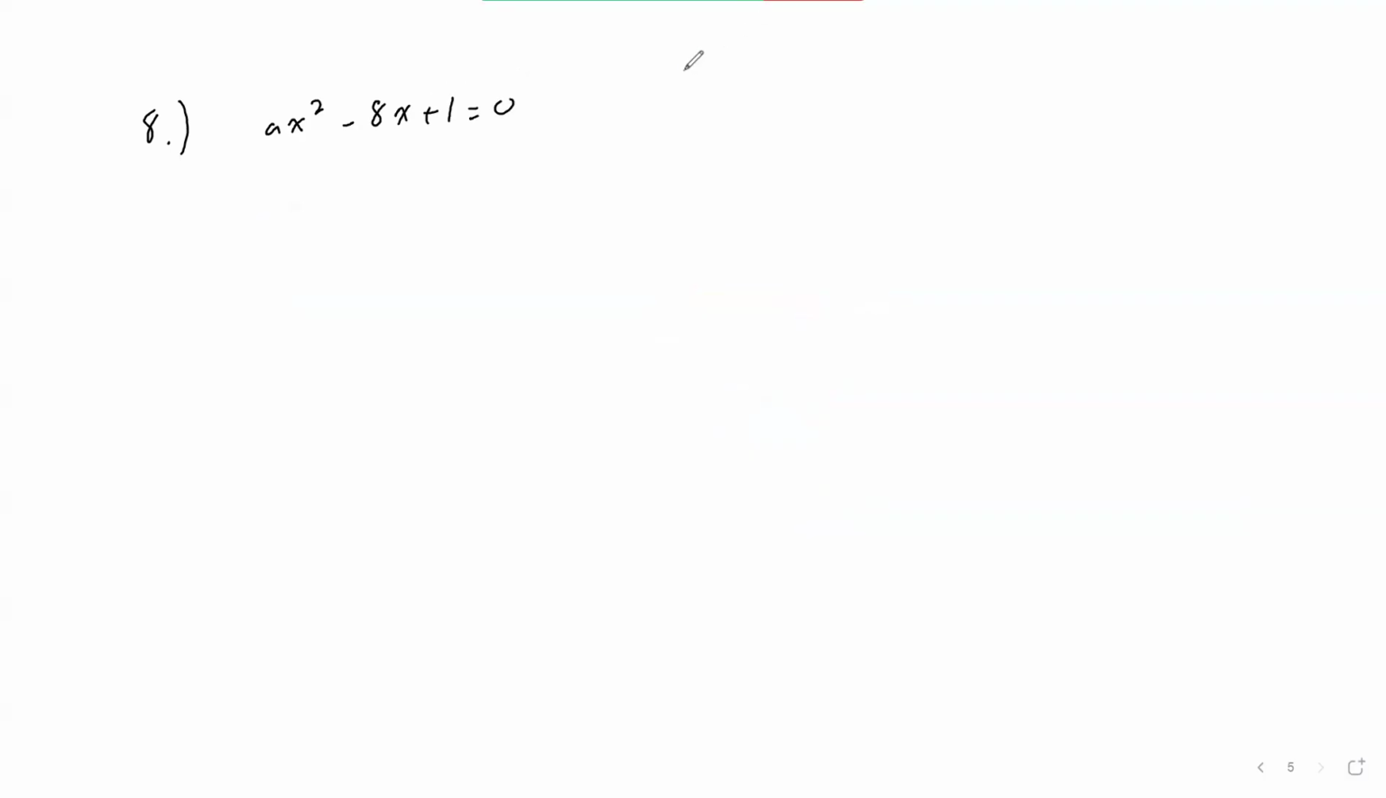And it says determine the values of a that will have two non-real solutions. So I'm looking for b squared minus 4ac is less than 0 because I'm looking for non-real solutions. So I see in this situation that a is equal to a, b is equal to -8, and c is equal to 1. So when I plug it in, I get -8 squared minus 4 times, I'll put it in parentheses for now, a times 1 has to be less than 0. Well, now I have a linear inequality, which I know how to solve from our previous chapters. So -8 squared is 64. 4 times a times 1 would be giving me 4a.